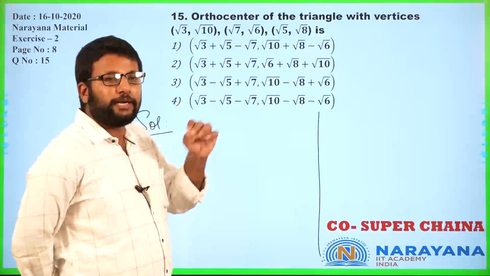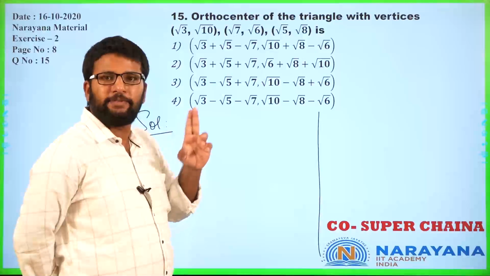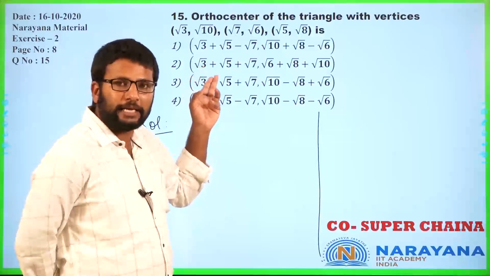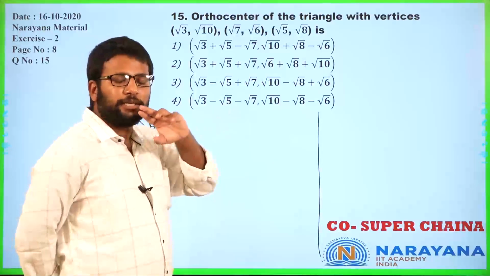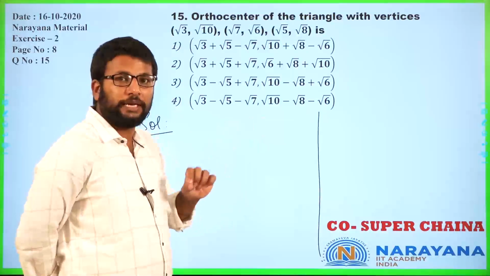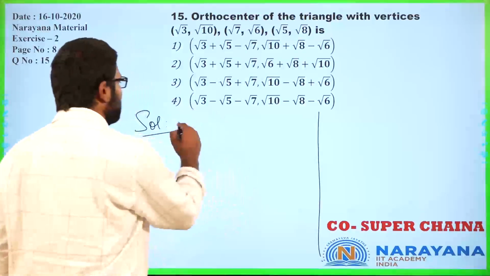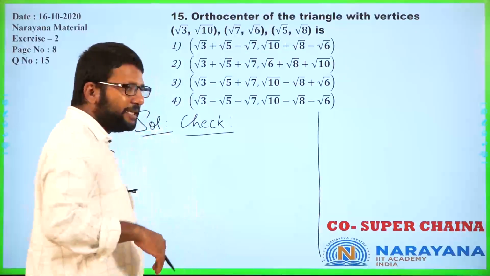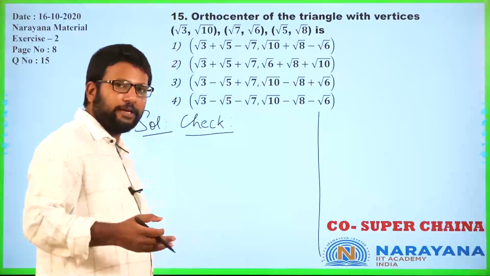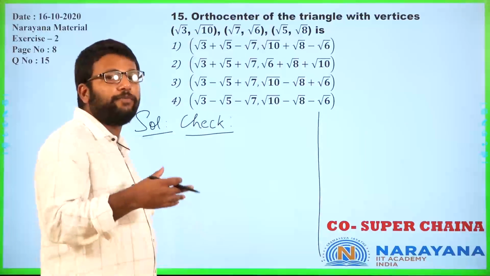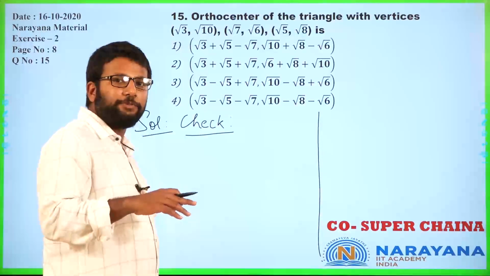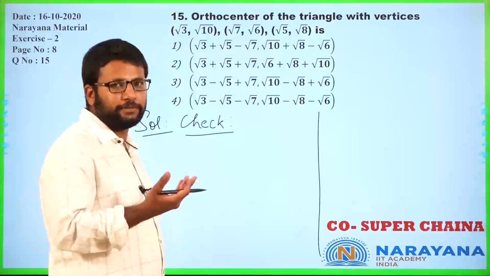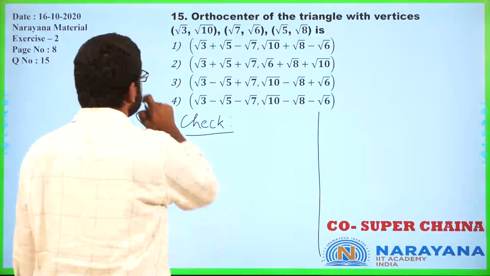One possibility is, what if this is a right angle triangle? If this is a right angle triangle, then the right angled vertex, the angle that is 90 degrees, will be the orthocenter, correct? So let us check that. We will start with the check. In general, if a question is based on a triangle, it is always good to check what kind of triangle it is. If it is a special triangle, then you will use special properties. As simple as that.